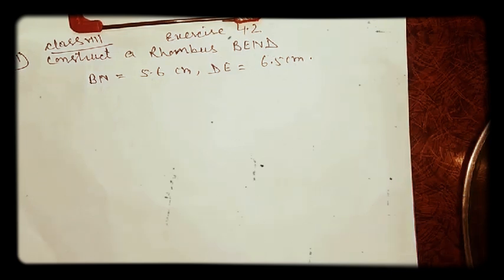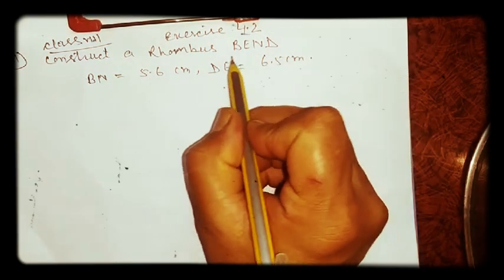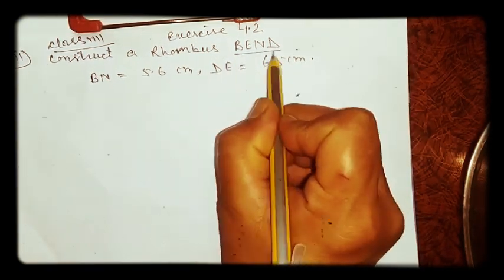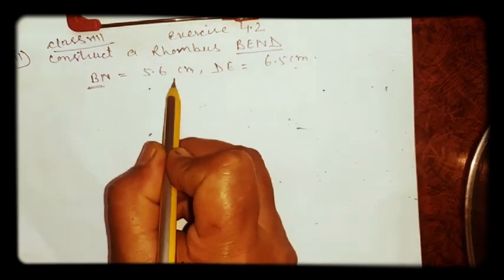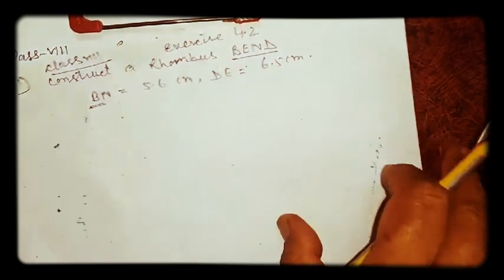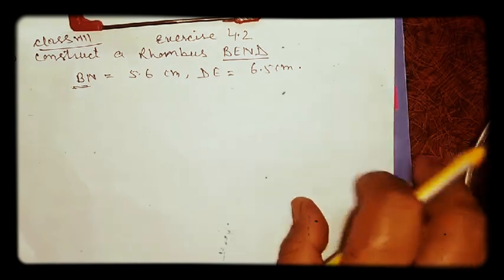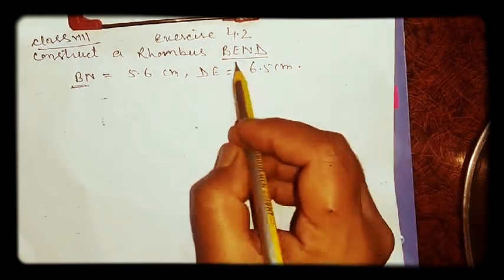Hello class 8. Today we are solving third part of exercise 4.2, that is construct a rhombus BEND. The name of this rhombus is BEND, where the measurements are given, that is BN is 5.6 centimeter and DE is 6.5. Now what is given to us, that these are diagonals.